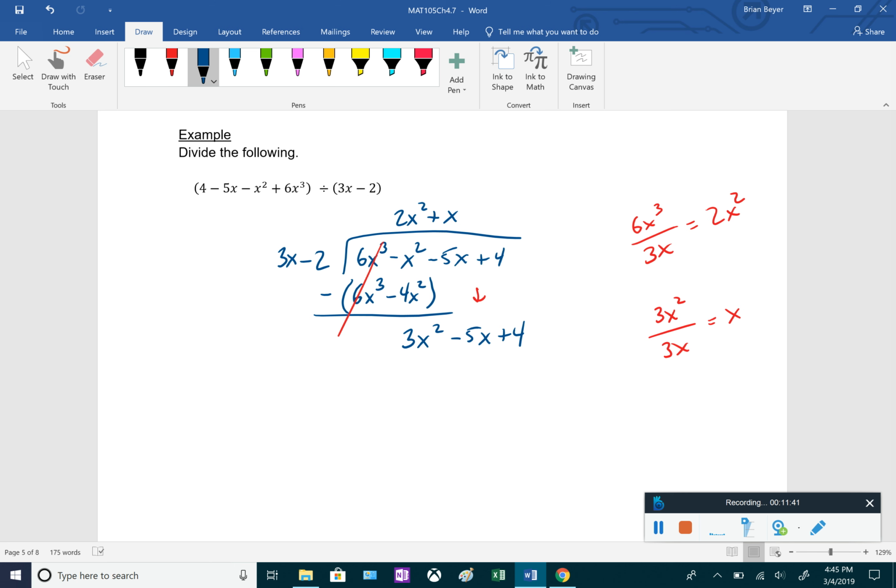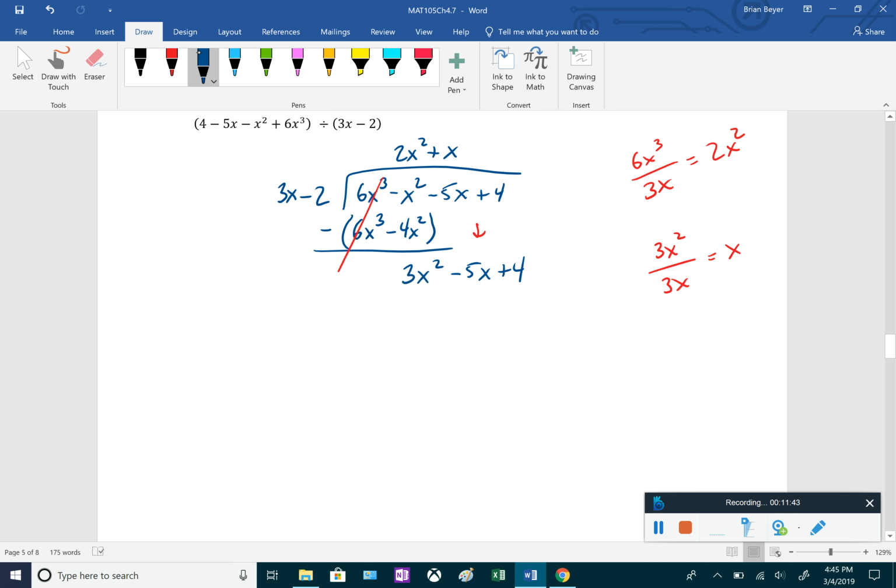Multiply x by 3x minus 2. We get 3x squared minus 2x. Subtract it. Those first ones cancel. Negative 5 minus negative 2, that's negative 5 plus 2, which is negative 3x. Bring down that 4. And we can go one more time here.